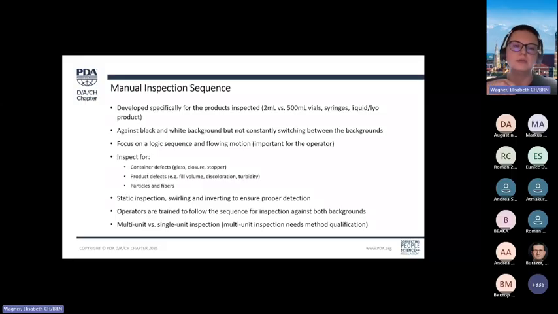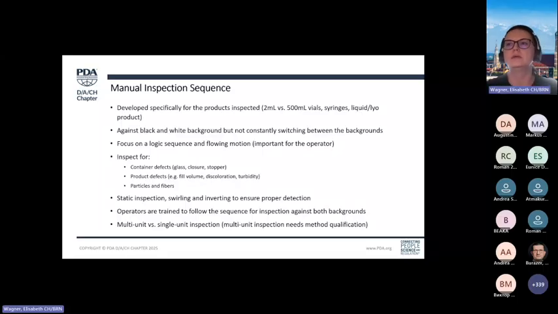you are able to identify not only container defects, like cracks in glass, for example, or issues with crimp caps, closure stopper, but you should also be able to identify wrong fill volume, like underfilled or overfilled units, discoloration within a batch, turbidity, and of course, as mentioned already before, particles and fibers. And if you don't train your inspection sequence properly, you will miss those defects in routine.